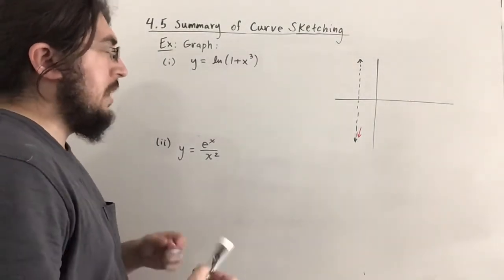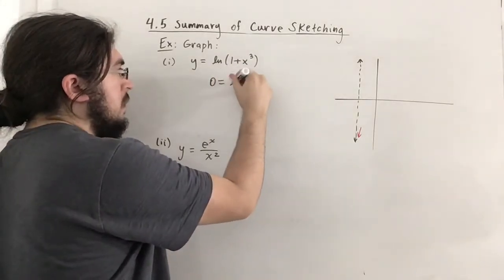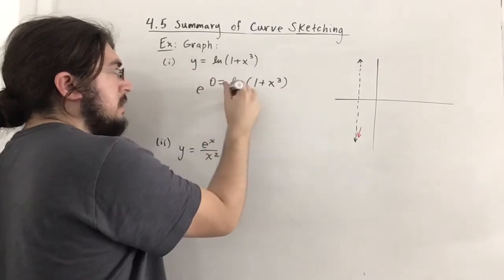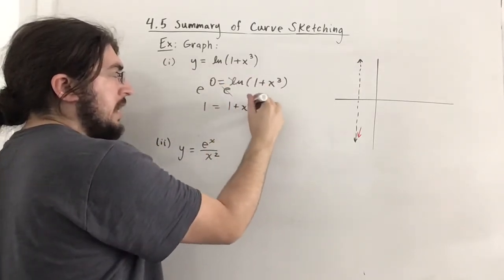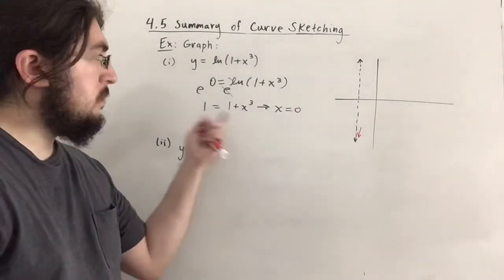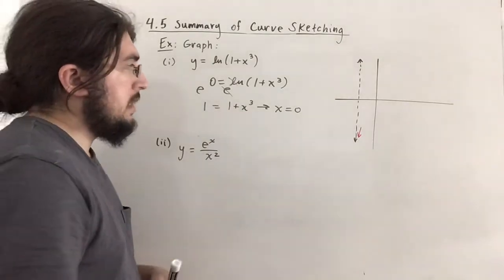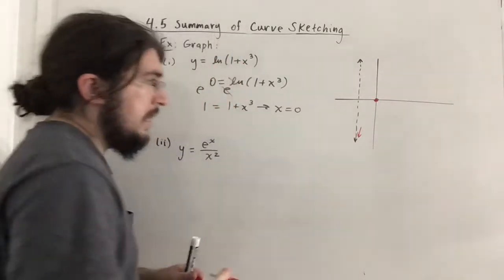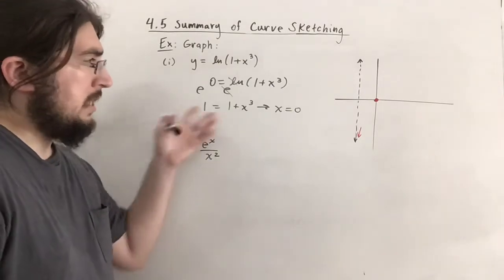Now for the x-intercepts, if you let y equals 0 to find the x-intercept, you can take e to both sides. E to the 0 is 1, e to the ln cancels, you just get the inside, and this implies that x is equal to 0. Of course, if you subtract 1, you get x cubed equals 0, cube rooting gives you x equals 0. So we have this point (0, 0) as a point on the graph that acts as an x and y intercept. In fact, it's the only one, and that's what this tells us.